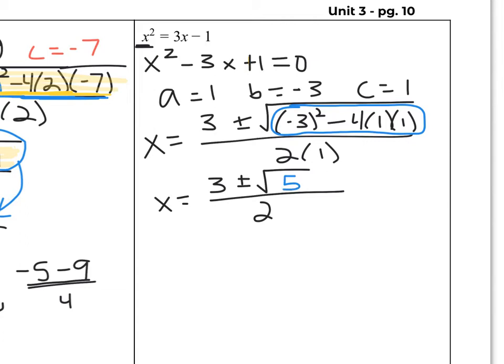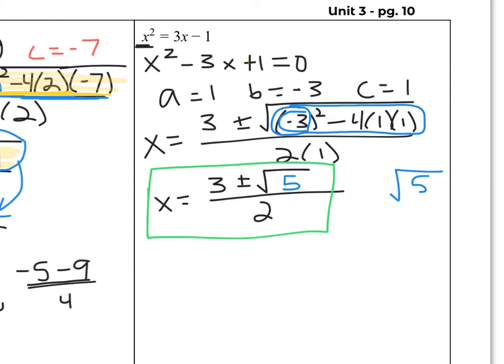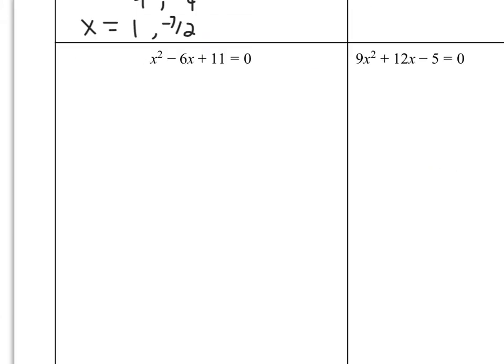But remember, your calculator's silly, so make sure you put the -3 in parentheses if you're using your calculator. Now, my next step would be to simplify my radical. But is there anything to simplify with square root of 5? Nope. So guess what? My final answer is 3 plus or minus the square root of 5 over 2.